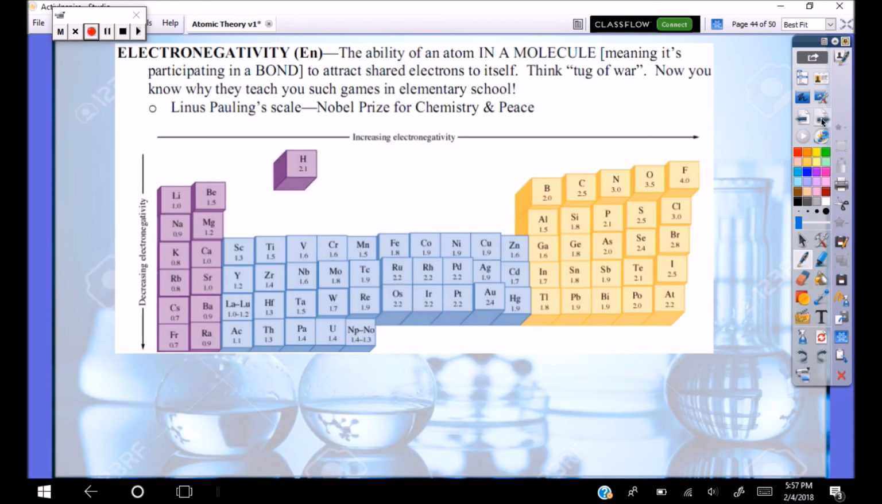All right. Electronegativity, I'll talk briefly about this one. You're not going to see this as much until we get to the bonding unit. Electronegativity is the ability of an atom in a molecule to attract shared electrons to itself. This is based off Linus Pauling's scale. Yes, the same Linus Pauling who is the password for all of your Namesy videos if you've been there.